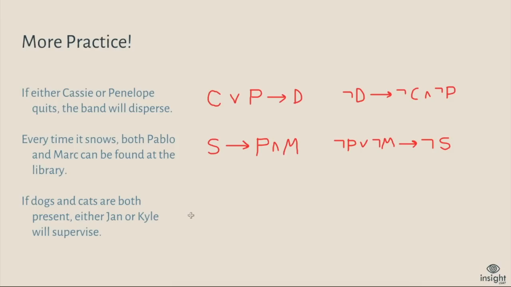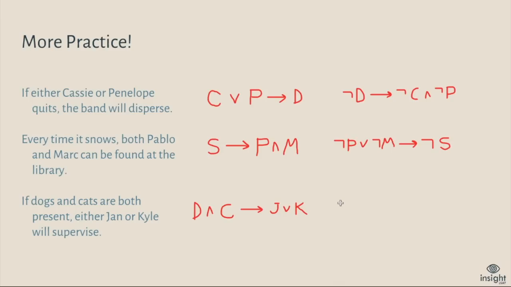And the last one. If dogs and cats are both present, either Jan or Kyle will supervise. All right, we have a conjunction in the beginning, and we have a disjunction in the end. Let's see what we can do. So let's have D for dogs being present, and cats being present. So if dogs are present and cats are present, then either Jan or Kyle will supervise. So I have a J for Jan will supervise, or Kyle will supervise. If dogs and cats are both present, then either Jan or Kyle will supervise.